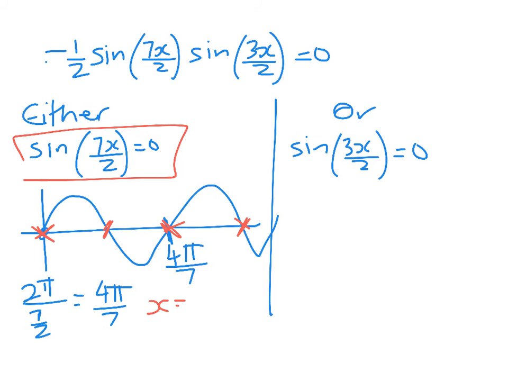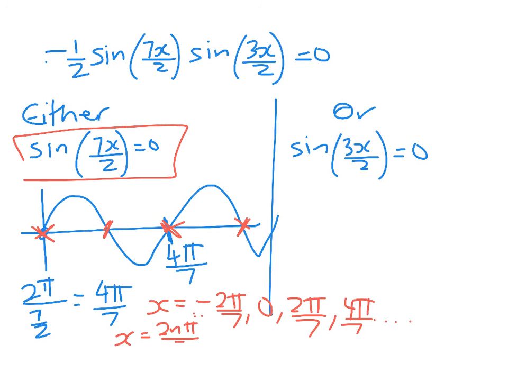You can read them off, and you can see that x is equal to negative 2 pi on 7, 0, 2 pi on 7, 4 pi on 7, and so on. In other words, x is equal to 2n pi on 7, which is no surprise, but it matches up exactly with what we got from our general solutions. And we can do the same thing for this solution.